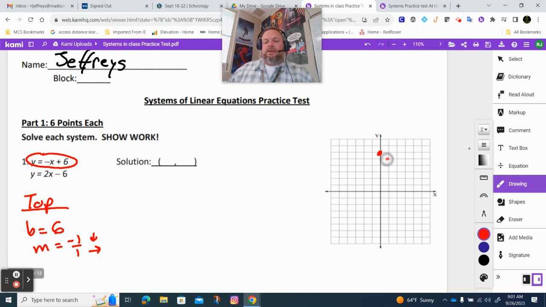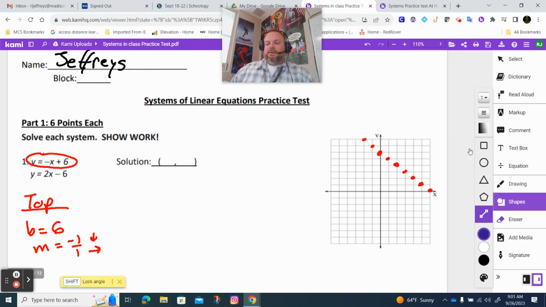All right. To try to get as many dots as I can so I can have a decent line. We know I'm going to mess that up because that's just how life goes for Mr. Jeffries.